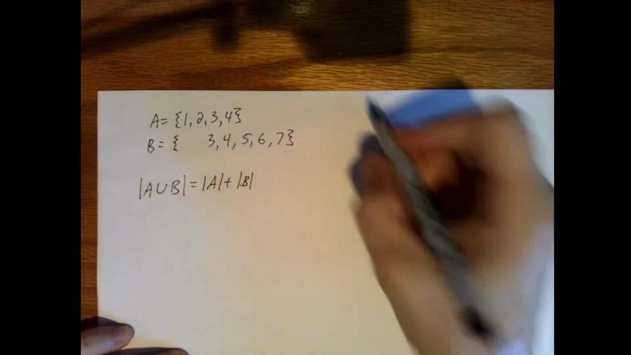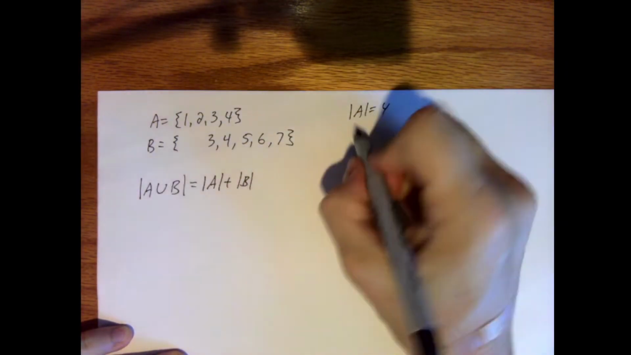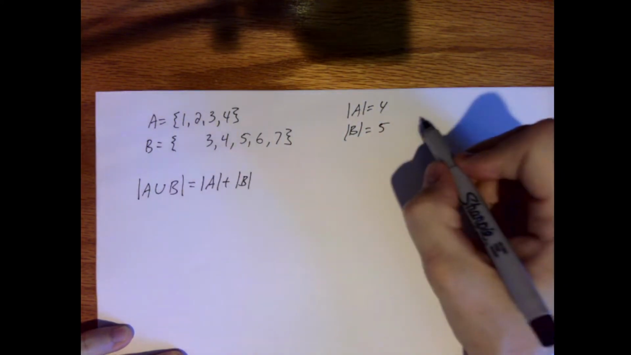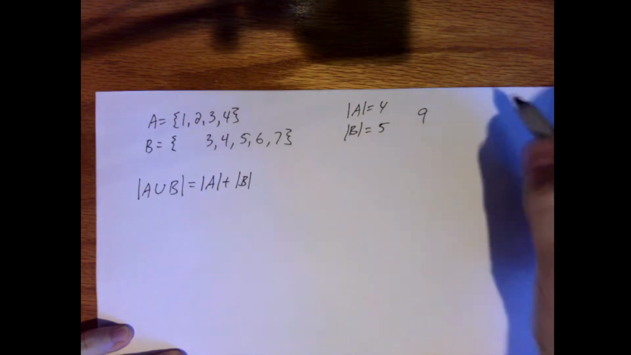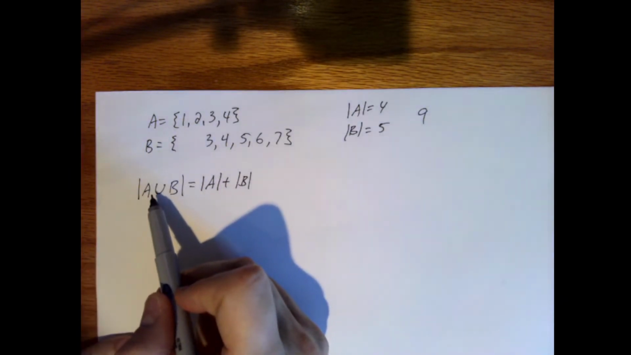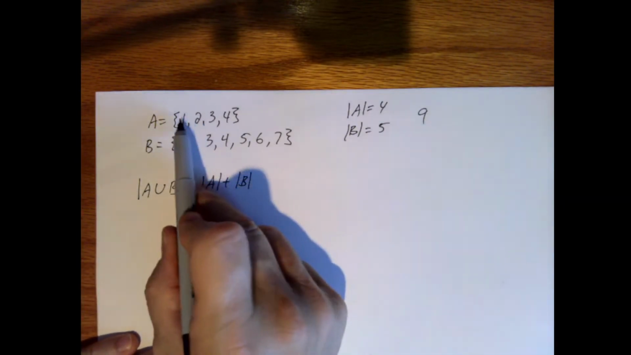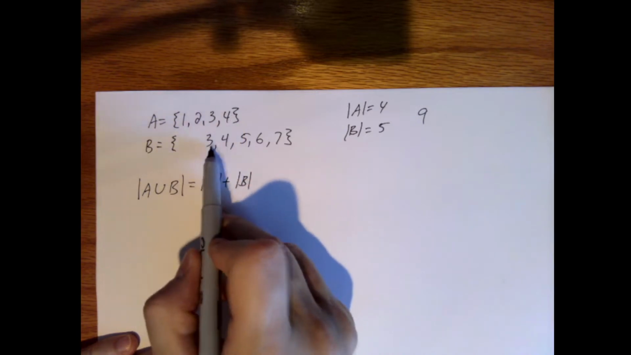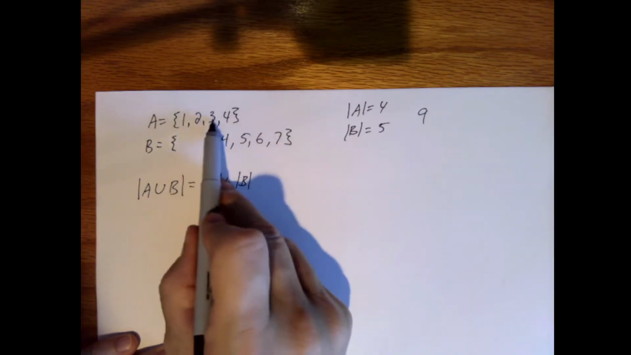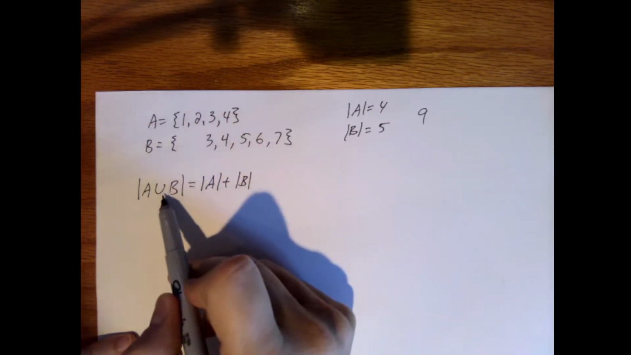Well, A has 4 elements. B, we can see, has 5 elements. So the sum here is 9. But remember, when we find the union, we eliminate redundant elements. So the union of this is not 1, 2, 3, 4, 3, 4, 5, 6, 7. It's actually 1, 2, 3, 4, 5, 6, 7. So the union has 7 elements.